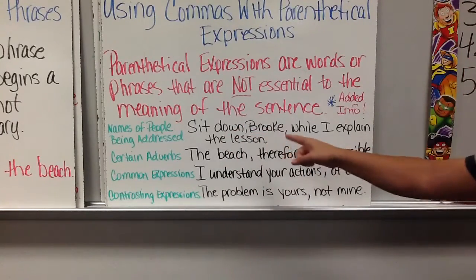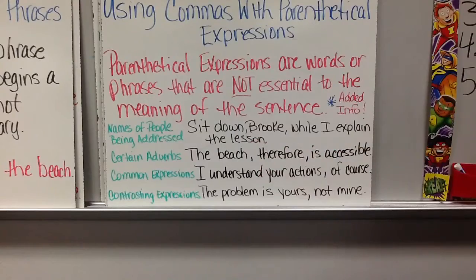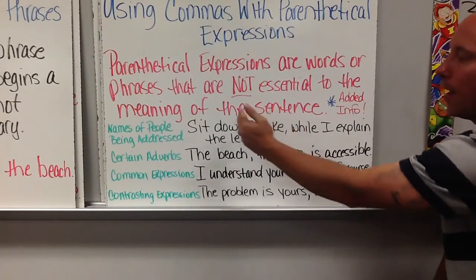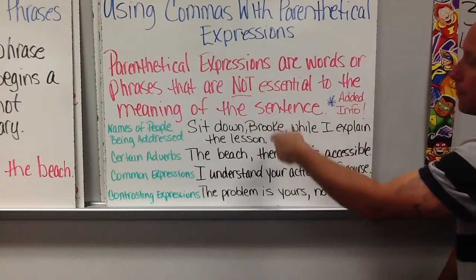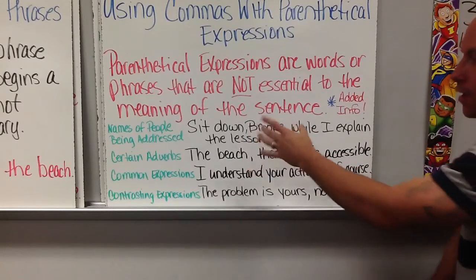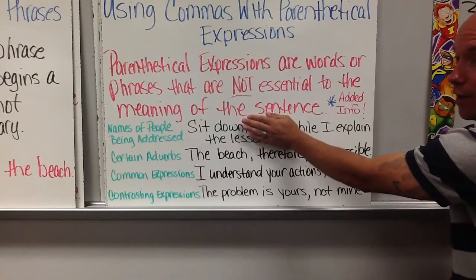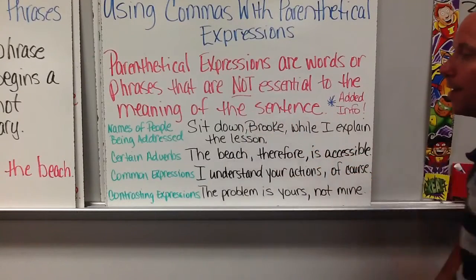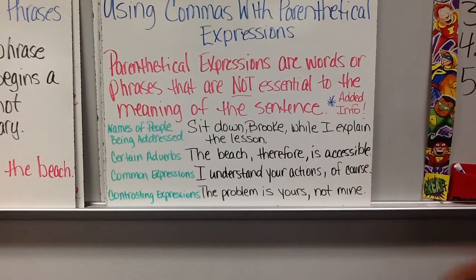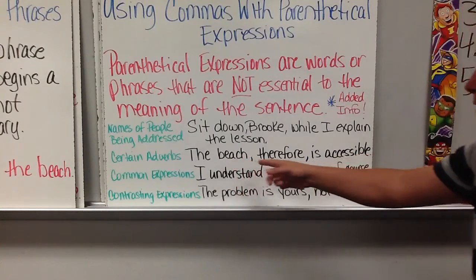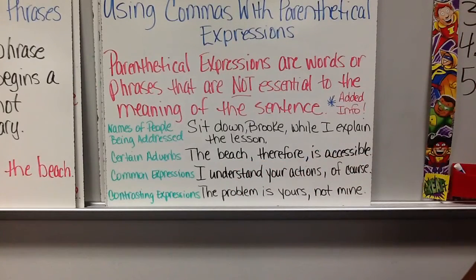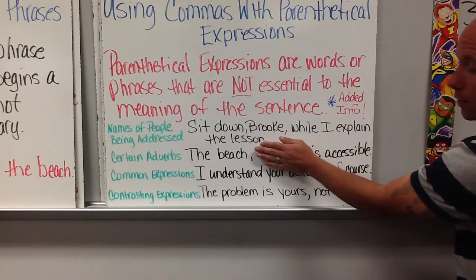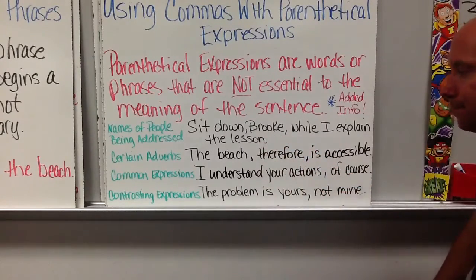Sit down, Brooke, while I explain the lesson. It would still make sense if I covered Brooke and just said, sit down while I explain the lesson. And Brooke is just kind of added information to say who we're talking about. So because that can be taken out or covered up, it's extra. And so we set it apart by commas on both sides. Some adverbs do the same thing. The beach, therefore, is accessible. Again, I could cover it up and say the beach is accessible, and so it's not required, so I need to set it off in commas.